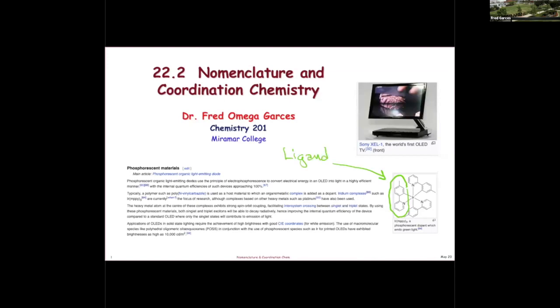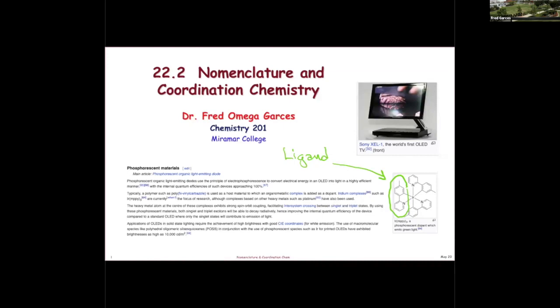Ligand, some people pronounce it ligand. I was introduced as ligand. So ethylene diamine, for those of you who did experiment number 6, that's a ligand. Okay, anything that's bonded to a transition metal is a ligand. Anything that has lone pairs to donate to a transition metal, that's a ligand.